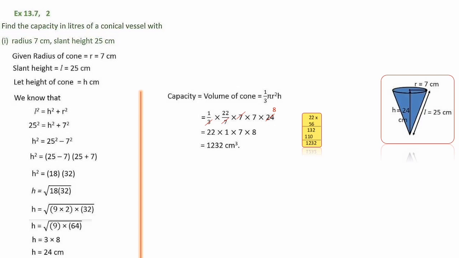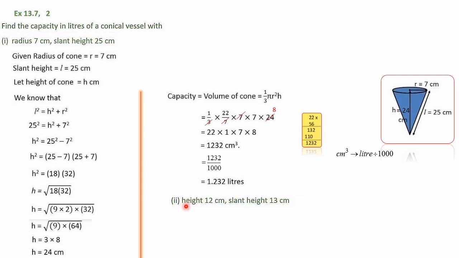But here we have to find out the capacity in liters. We have learned in the previous class centimeter cube to liter conversion. Centimeter cube to liter means you have to divide by 1000. That is 1232 divided by 1000. The denominator has 3 zeros, so we have to move the decimal 3 places to the left. 1, 2, 3. So the decimal will come between 1 and 2. So 1.232 liters. That is the capacity of the conical vessel.